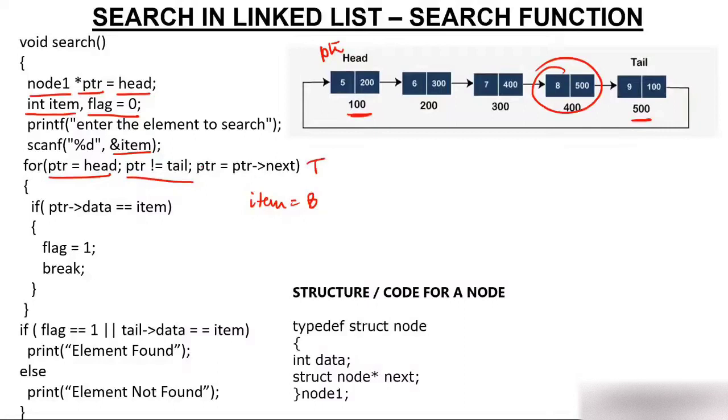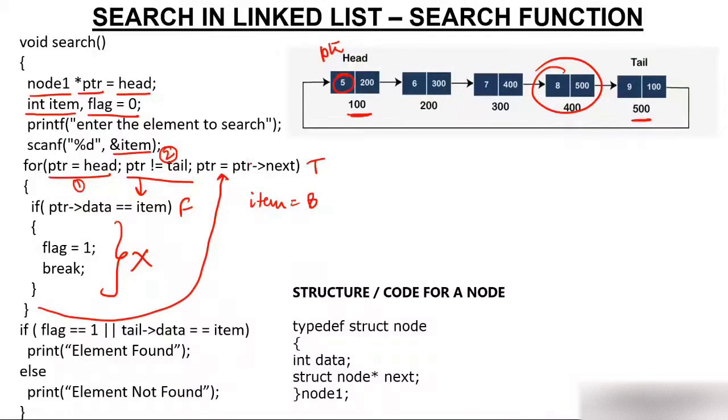Condition became true, since this was the first condition, this was the first initialization. Second, I'll check the condition, and the condition became true, so I'll move inside. Now I will check, is ptr data equal to item? What is ptr data? 5. And what is item? 8. No, the condition became false. The moment the condition becomes false, I'll not move inside the if block.